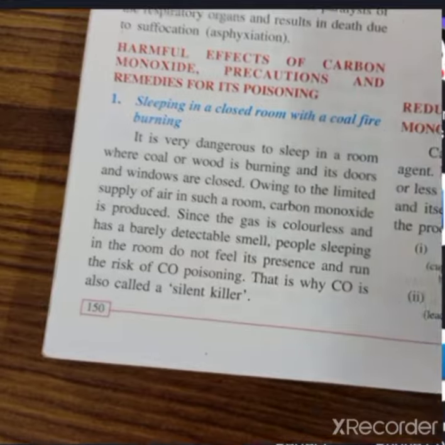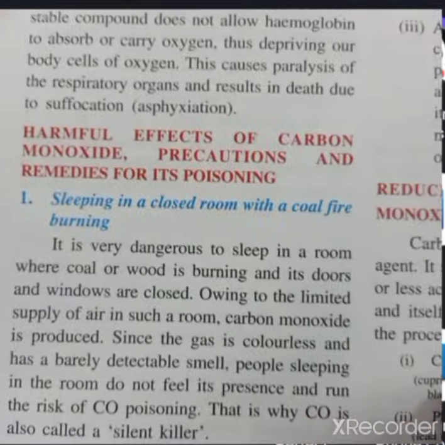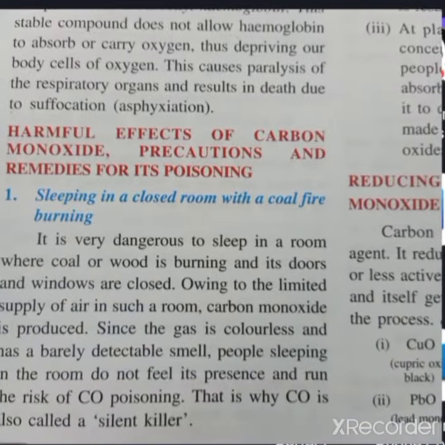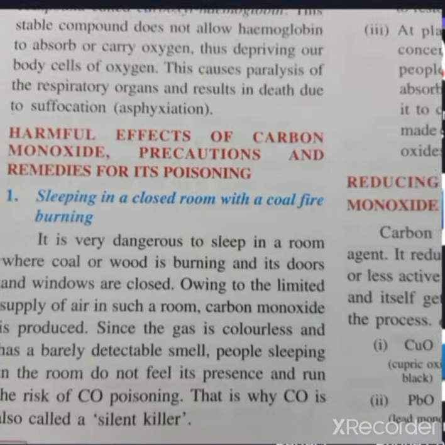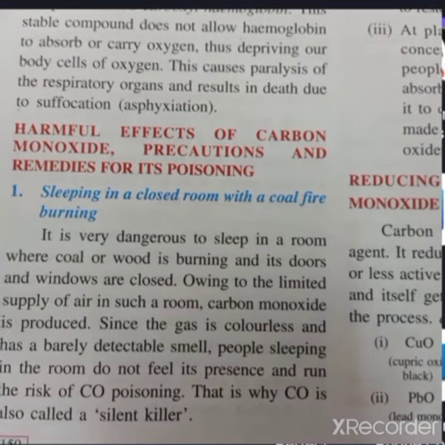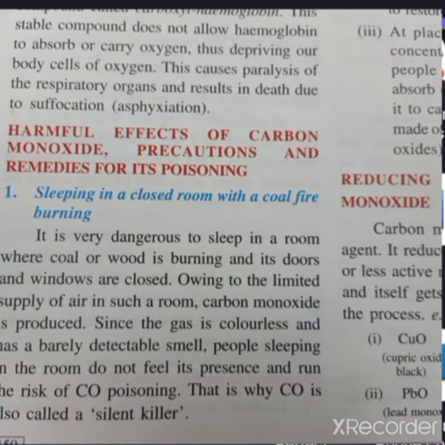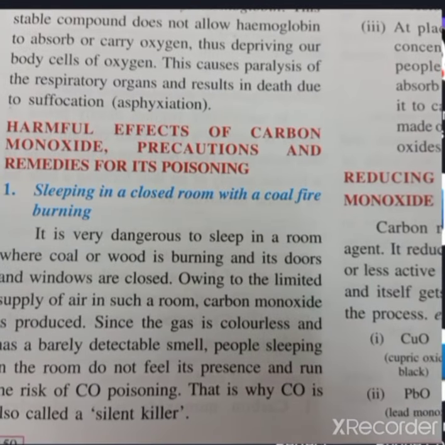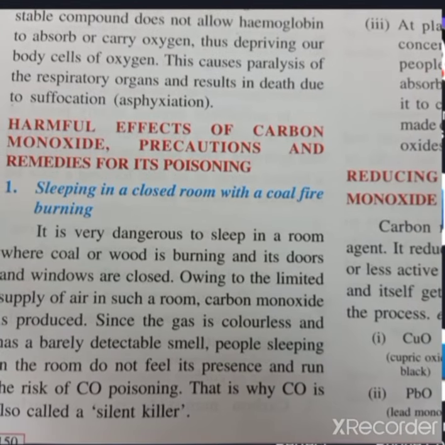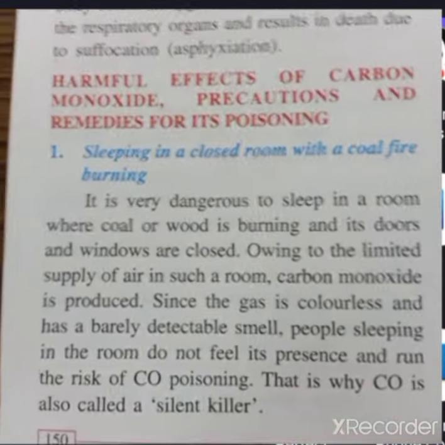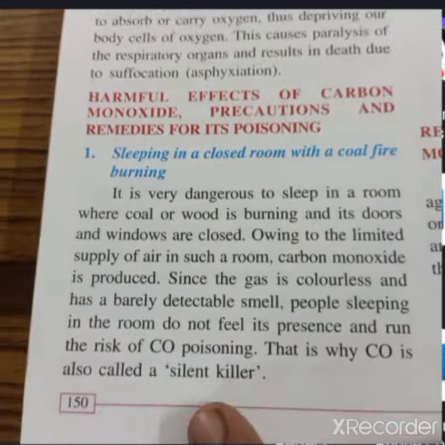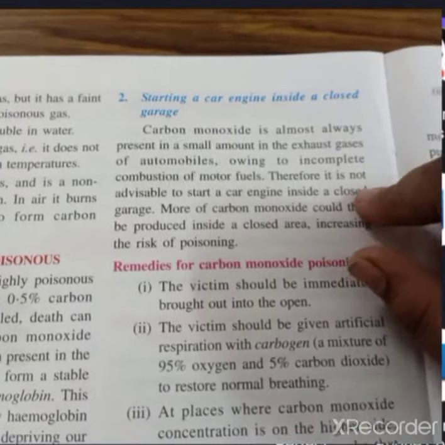Now, harmful effects of carbon monoxide, precautions and remedies for its poisoning. You know very well that if you close a room where you have burned coal fires, it is very dangerous because carbon monoxide is produced. Since the gas is colorless and barely detectable by smell, people sleeping in the room may not feel its presence, but the risk of carbon monoxide poisoning is there. As a result, carbon monoxide is also known as the silent killer. Very important. Which gas is known as the silent killer? Carbon monoxide.